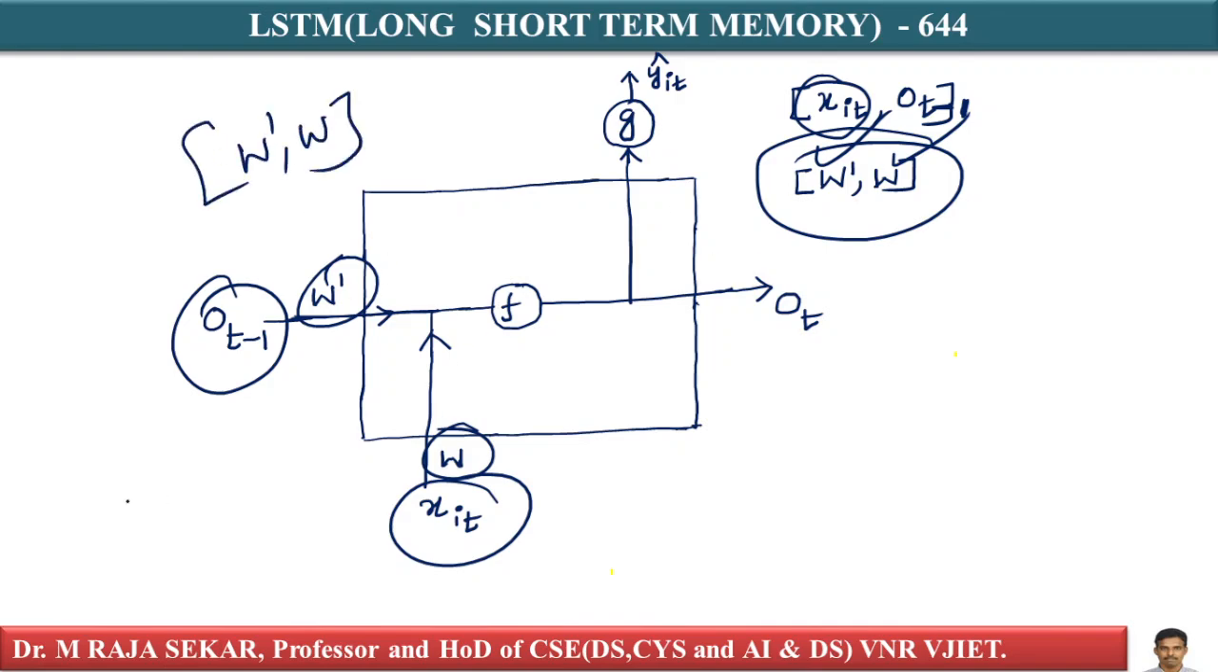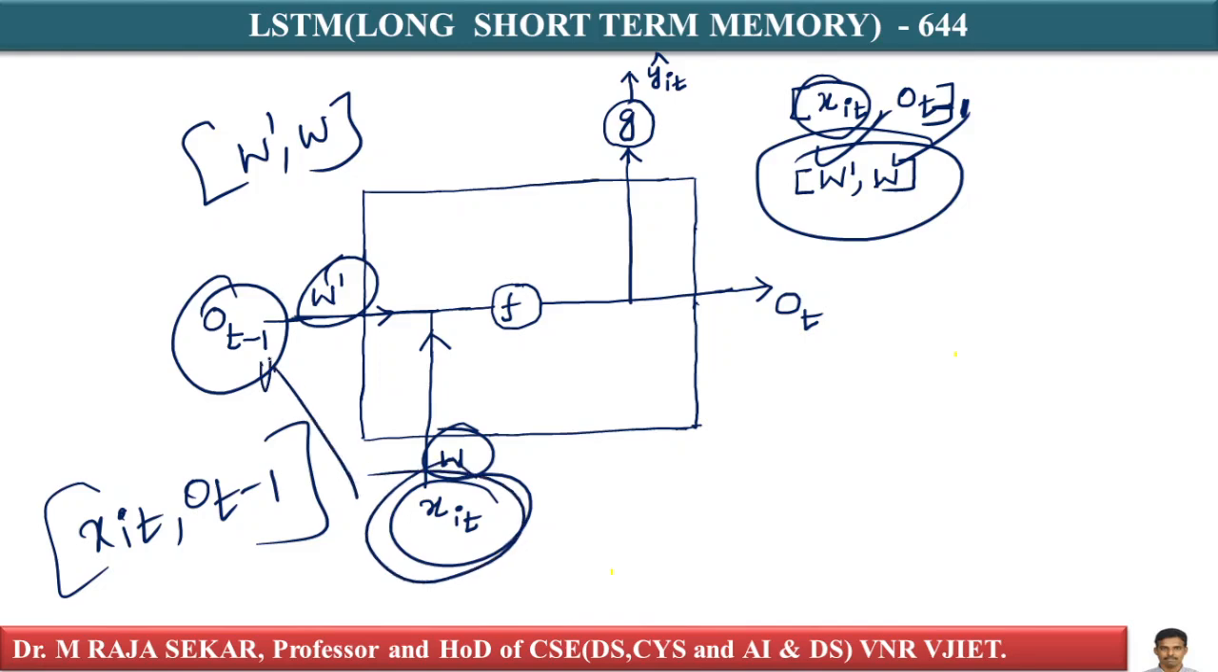This is one vector, and another vector is xit comma OT minus 1. Xit comma OT minus 1 is one vector. The other vector is W dash and W, isn't it? This is a vector. I can concatenate these two vectors.